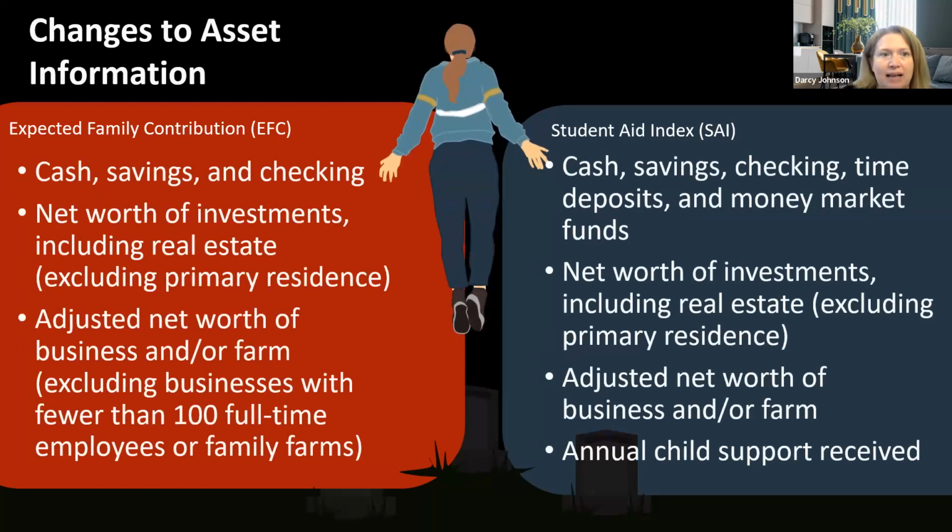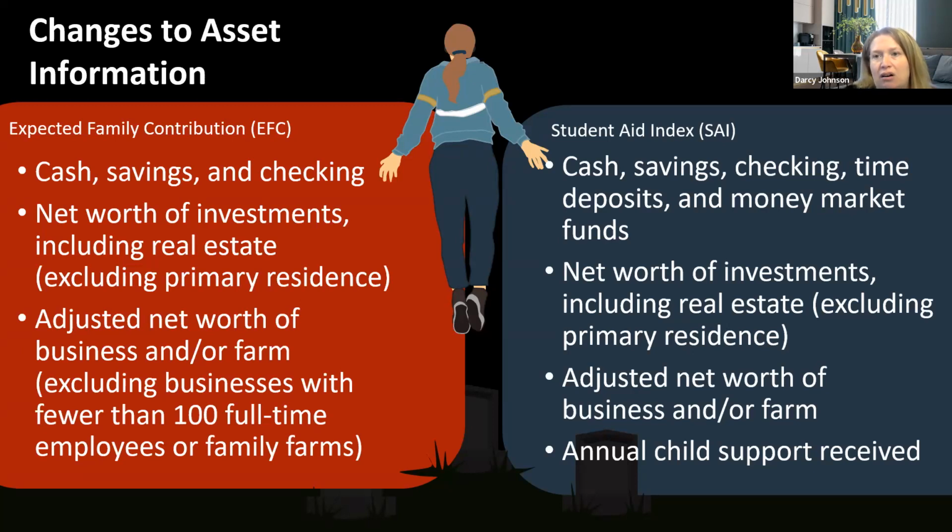So, changes to asset information. Previously, the assets for EFC that were asked were cash savings and checking accounts, net worth of investments, including real estate but excluding the primary residence that the family lives in, and the adjusted net worth of business and farms, excluding businesses with fewer than 100 full-time employees or family farms. So this is a big change you'll see for the Student Aid Index.